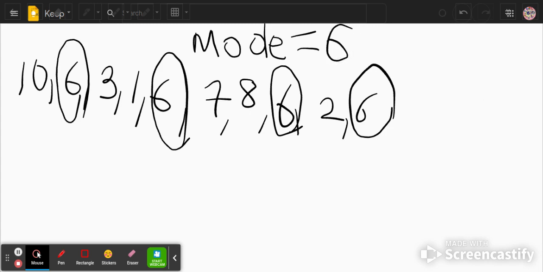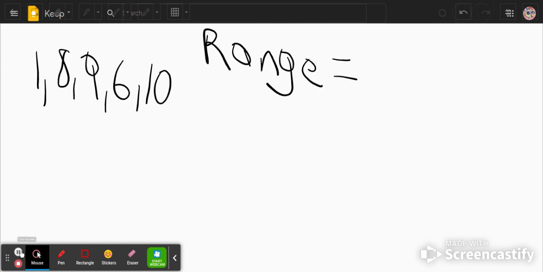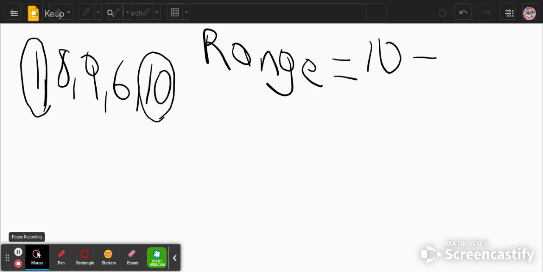Lastly, we need to look at the range, right? So the range is basically the difference between the highest and lowest number, right? So what is the highest number? In this case, it would be 10, right? So it would be 10 minus the lowest number. The lowest number is 1. So 10 minus 1 will give us 9. So therefore, 9 would be the range.